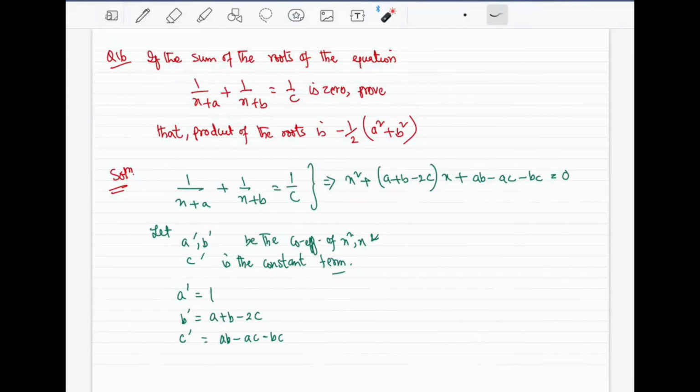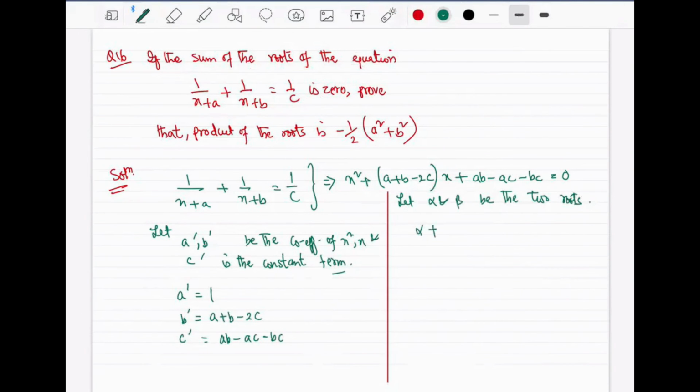Okay, what is the equation saying? Let's read it. Sum of the roots of the equation. We don't write this equation anymore. We change it into this. Sum of the roots of the equation is 0. Let's say the roots are alpha and beta. So here, let alpha and beta be the two roots. So according to the question, what do we have? Alpha plus beta is equal to 0.